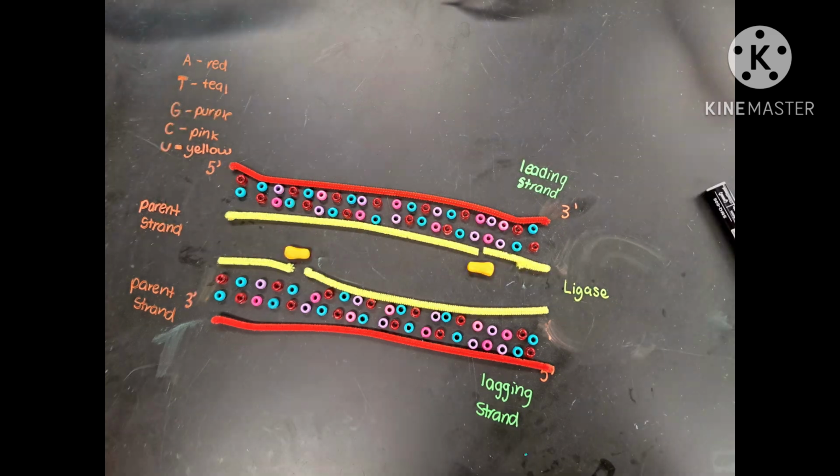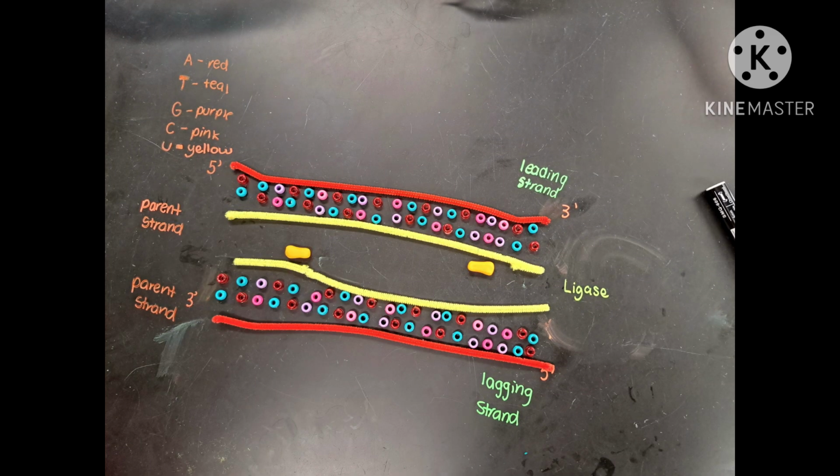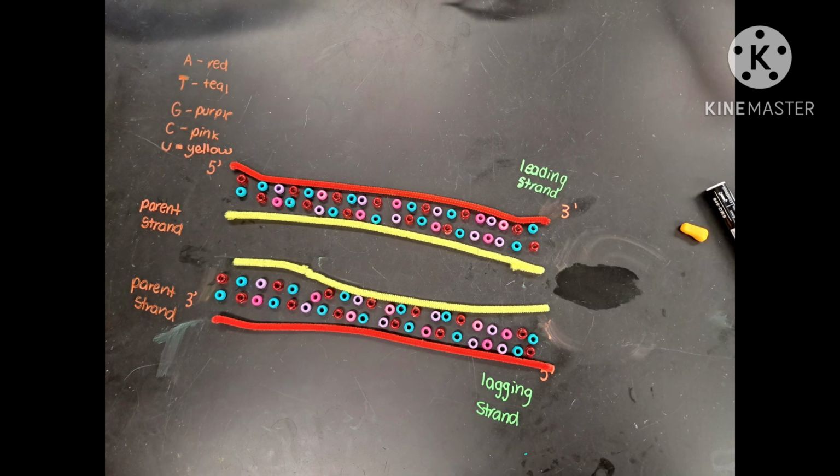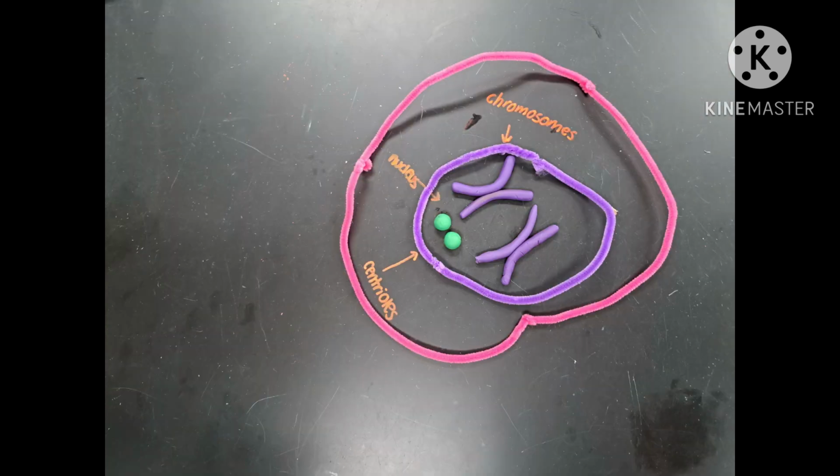Finally, two ligases are sent to connect all the DNA fragments to form two replicated daughter strands. Once DNA is replicated, cells in the interphase stage can go through the mitosis process.